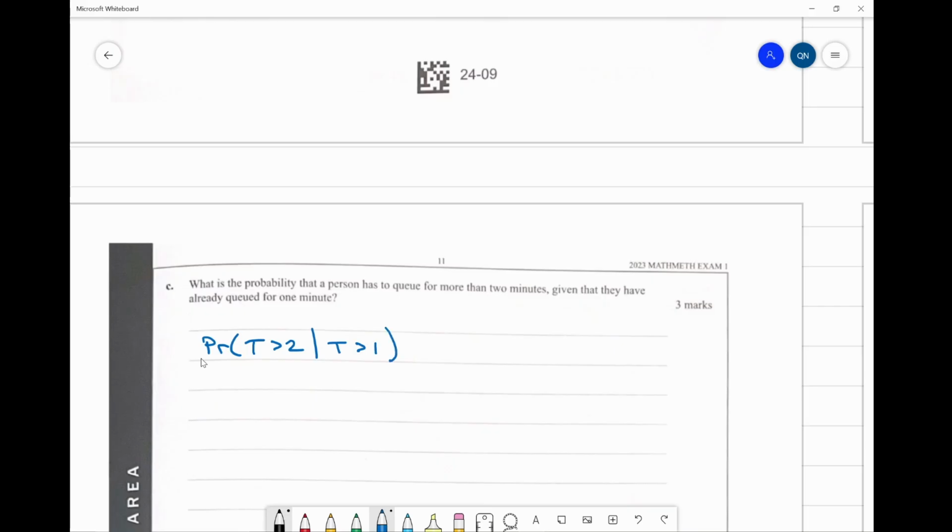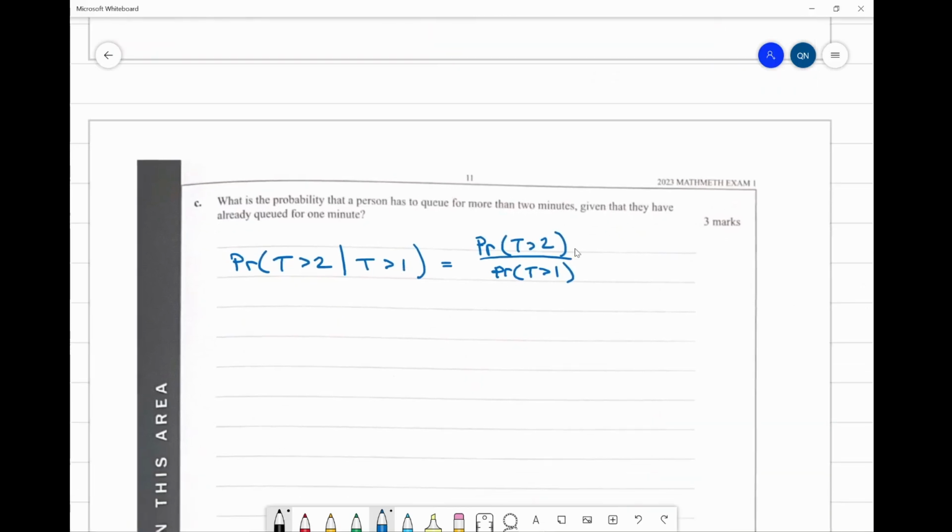Right, so if you just write this out over here, this is the probability that t is greater than 2 and greater than 1, which is just t greater than 2, over the probability that t is greater than 1. Now, when I did this the first time, I just jumped straight to the integrals, and I wrote the integral from 2 to 4 divided by the integral from 1 to 4.